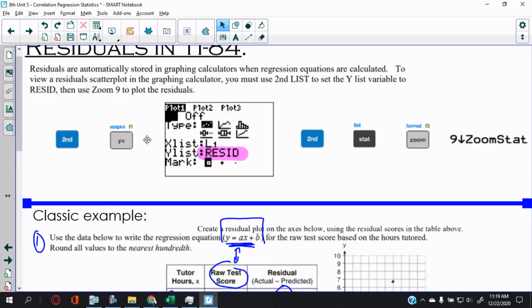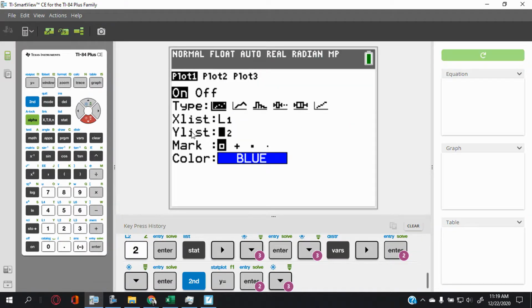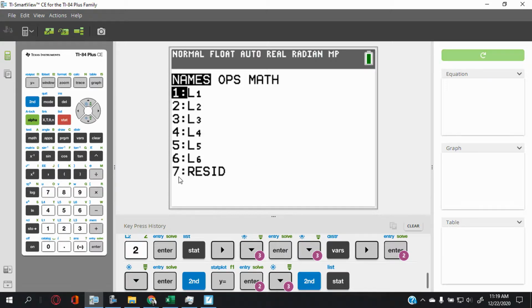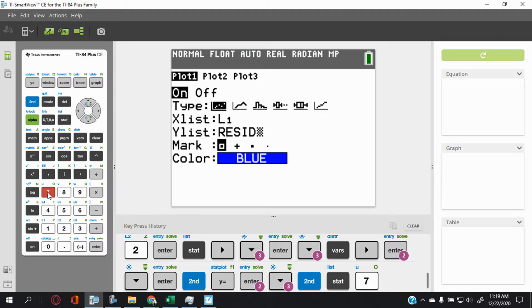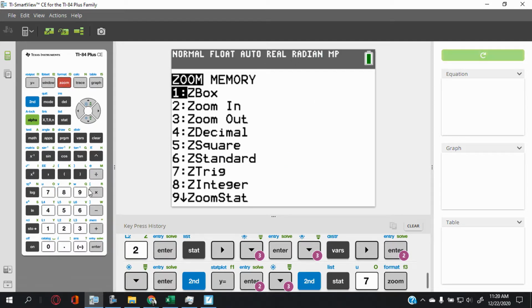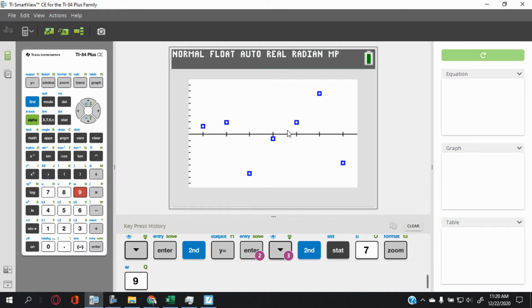So how do you change it? You go second, stat, zoom. Oh, it's the list, I remember now. When you're down here, second list, by the way, I think you can see the keystrokes down here. You see where it's RESID, press 7. See how it changed to RESID. Now if I graph it, it's not going to look that good, so I'm going to zoom 9. There's our residual plot.